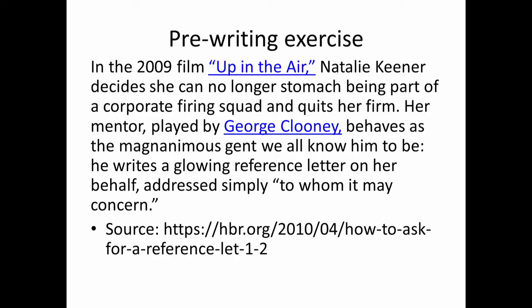Natalie Keener decides she can no longer stomach being part of a corporate firing squad and quits her firm. Her mentor, played by George Clooney, behaves as the magnanimous gent we all know him to be. He writes a glowing reference letter on her behalf, addressed simply to whom it may concern.